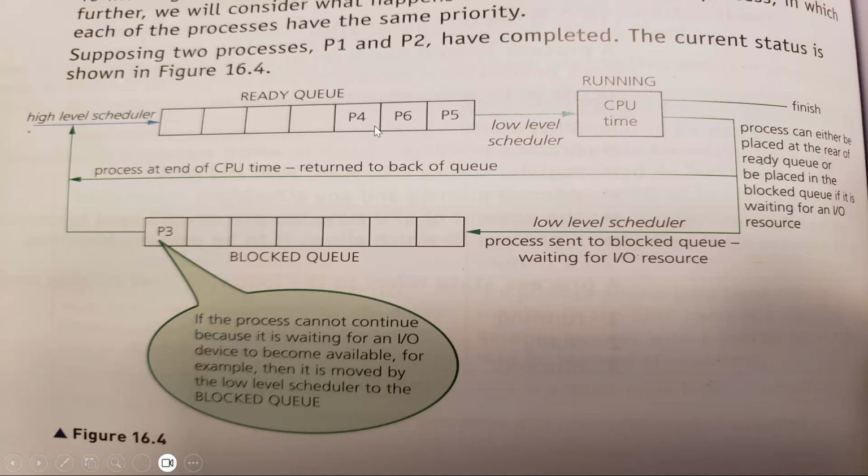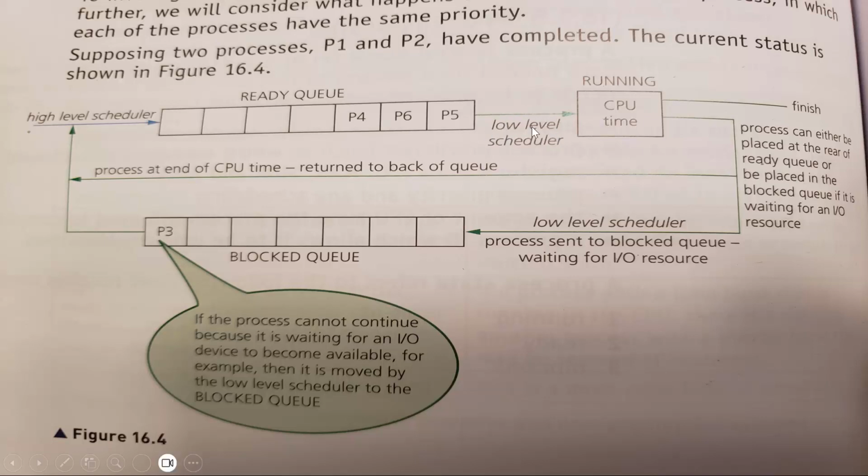So P4, P6, P5. What does that mean? That means process 4, process 6, process 5, and process 3. So we have 3 or 4 different processes running. Now, the high-level scheduler puts it into the ready state. So P5 is next, followed by P6, followed by P4. Remember, a queue works on the first in, first out principle.